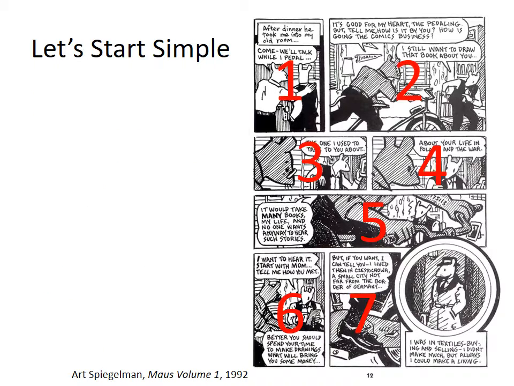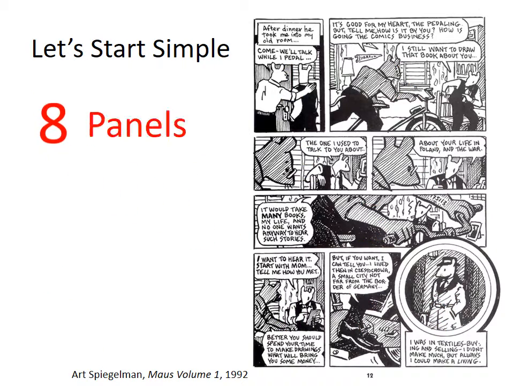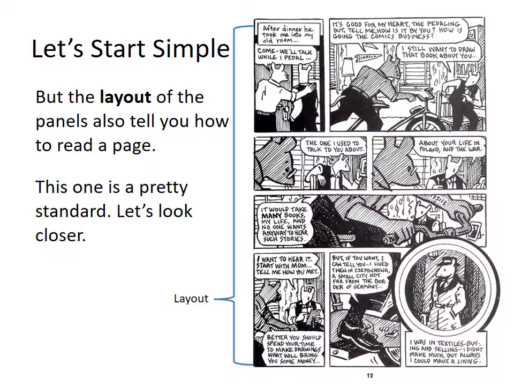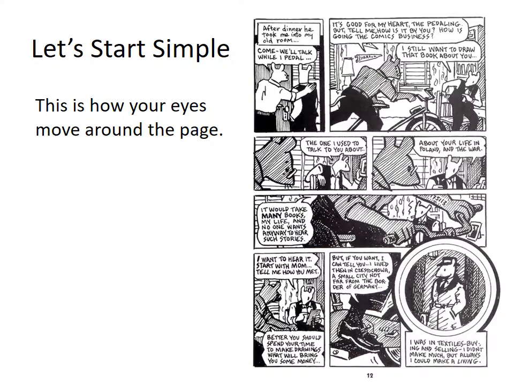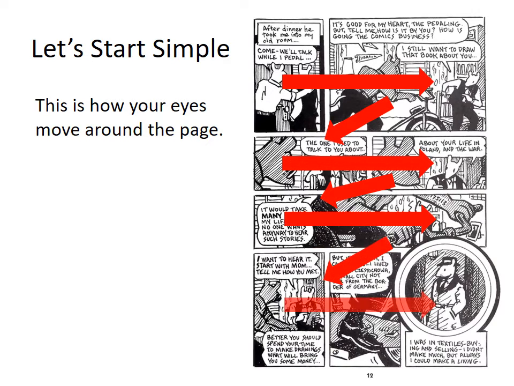So this particular page has 8 panels and 4 tiers. But the layout of the panels also tells you how to read a page. This one is pretty standard, and we can look closer and figure it out. This is how your eyes move around the page. Left, right, down, left, right, down, left, right, down, etc. And that's all fairly simple and easy to follow, just like reading a regular piece of literature.